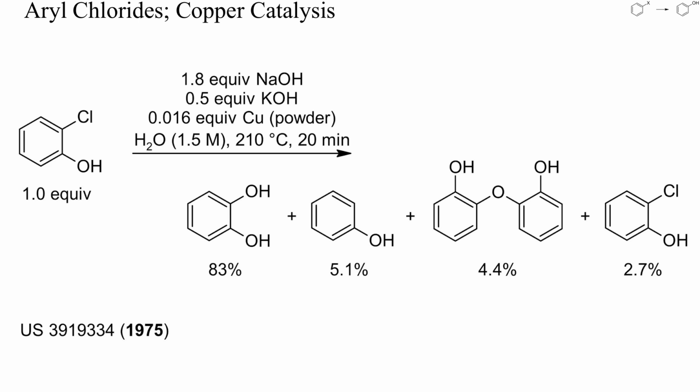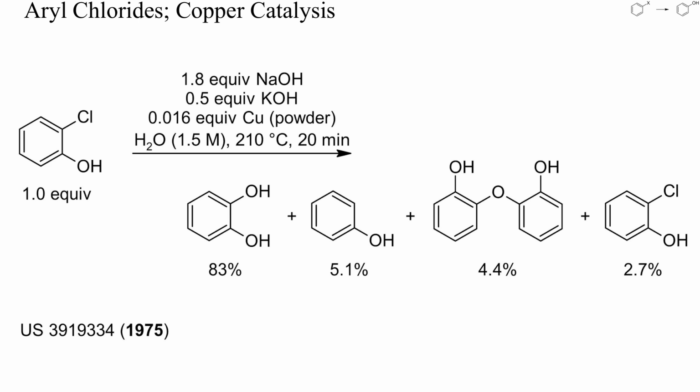Let's check some practical examples of catalyzed aromatic substitutions. With transition metals like copper, nickel or palladium, these reactions start with an insertion of the metal into the carbon-halogen bond, followed by exchange of the halide by hydroxide and reductive elimination of the metal.